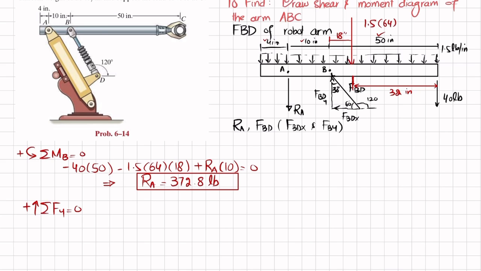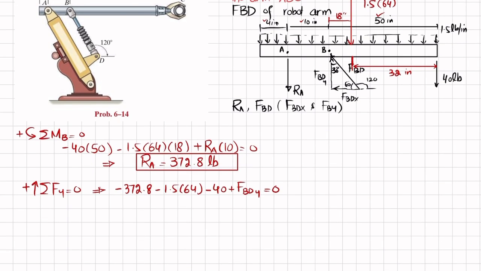So you can see one force which is acting downward is this one, the second one is the uniformly distributed load converted into a point load, the third one is 40 pounds, and the fourth one is the vertical component of this FBD, which is FBD y. So I will write it here: minus RA, which is 372.8, clear, minus 1.5 into 64, clear, minus 40 plus FBD y component. Their sum must be equal to 0.